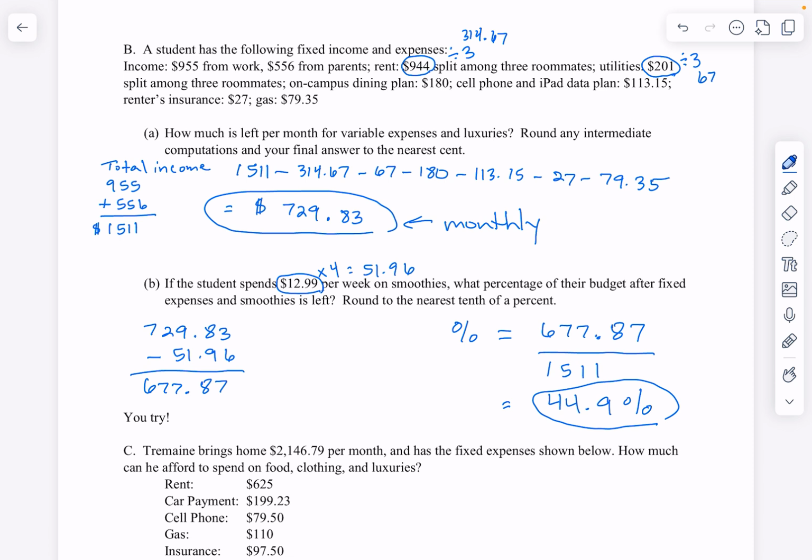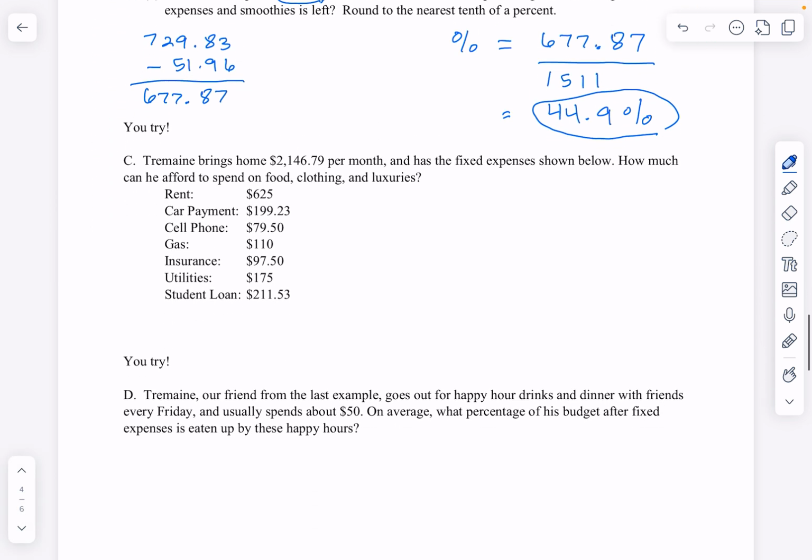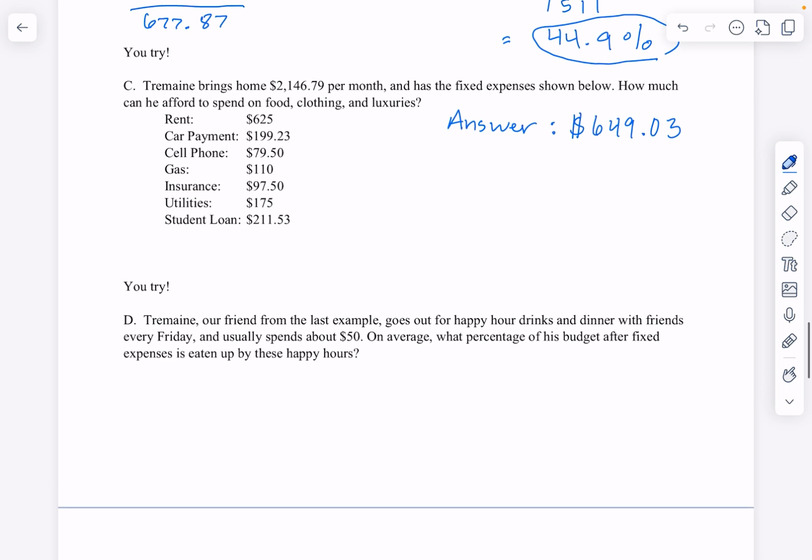Not too bad, right? The U-Try problem, part C is the U-Try problem. Okay, so the answer that you want to try to get to, see if you are understanding the process here. So remember, you could pause the video and try this and see. So you get $649.03 as your answer, right?